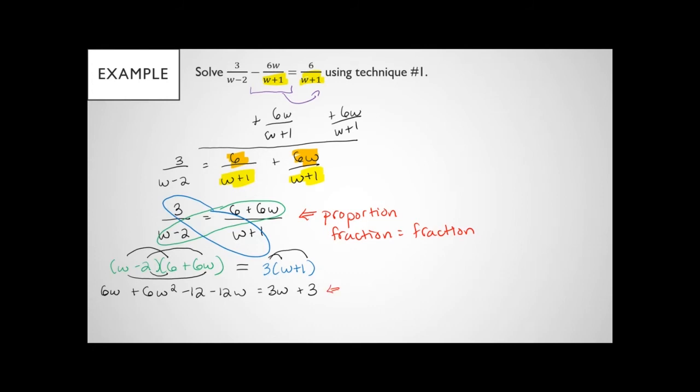So whenever you end up with something squared, we have a quadratic. And whenever you have a quadratic, you need to make one side equal to 0. So our goal is to make one side equal 0.